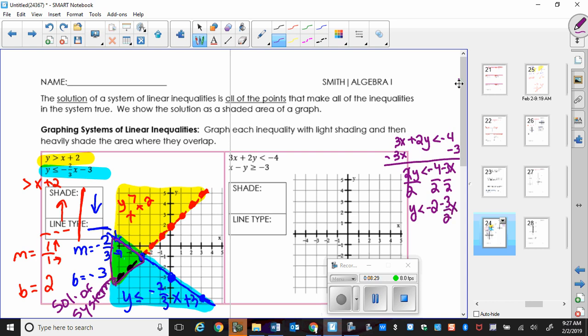So I'm going to rewrite that. Y is less than negative 2 minus 3/2 times x. So here I'm shading below the line, and the line is dashed, and my slope is negative 3 over 2. My y-intercept is the number that's by itself. That's negative 2. Okay, so I'm going to go ahead and graph that.